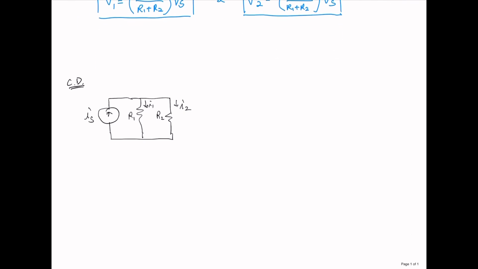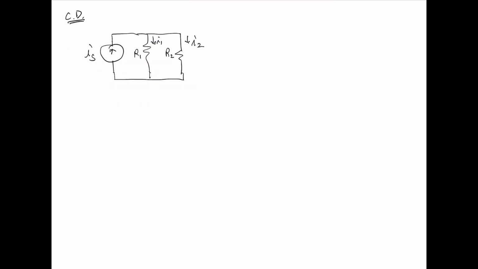Now let's talk about the current division. For the current division rule, we have a source current and two parallel resistors. Now we want to call this Vs. Then this is going to be Vs, and also this is Vs. Why? Because we have one top node and the bottom node, and all of these three components are parallel. They share the top and bottom nodes. So they are parallel, and therefore the voltage across any parallel branches is the same.